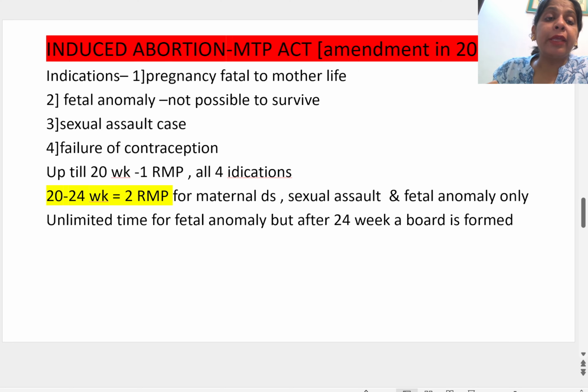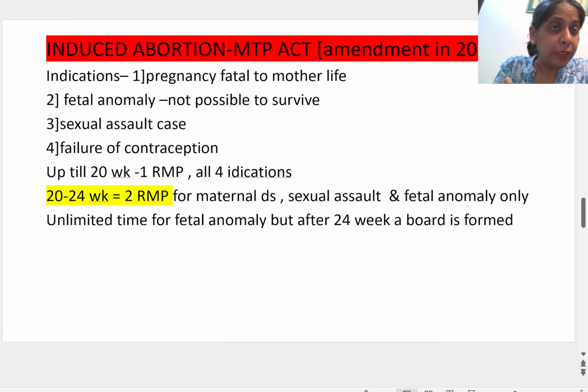And if they simply ask you, as they have previously asked, what are the conditions in which an RMP can do the termination, the answer is 24 weeks. So RMPs have the power to do the termination up till 24 weeks. Unlimited time is there for the fetal anomaly. Okay, there is unlimited time.